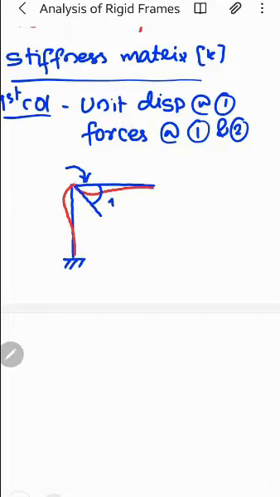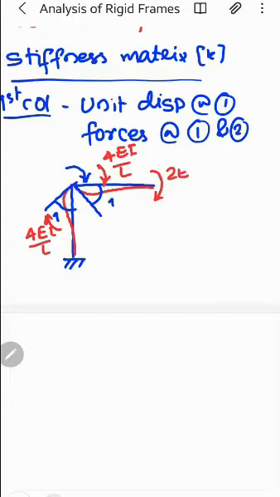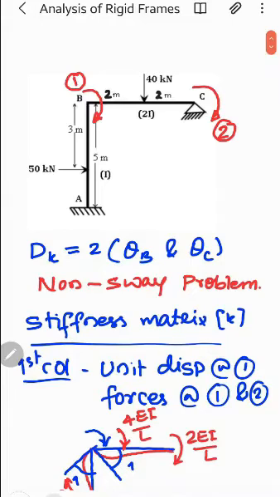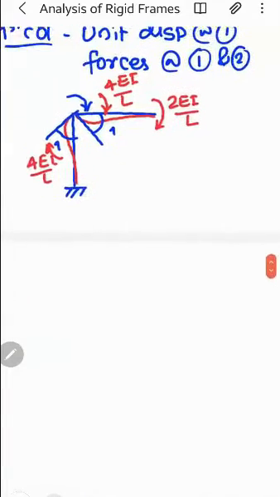So when this deformation is 1, the force at the joint where you have applied it is 4EI by L here, and the same here, 4EI by L. And at the other end, it is 2EI by L, half of it. You have force at A also, but I'm not interested in A. I have coordinates only at B and C. So these are the forces.